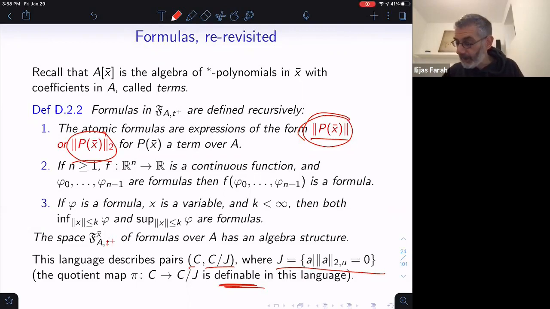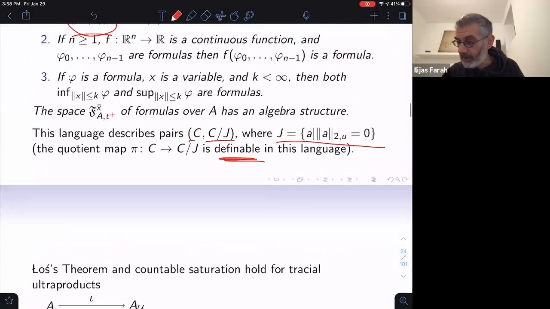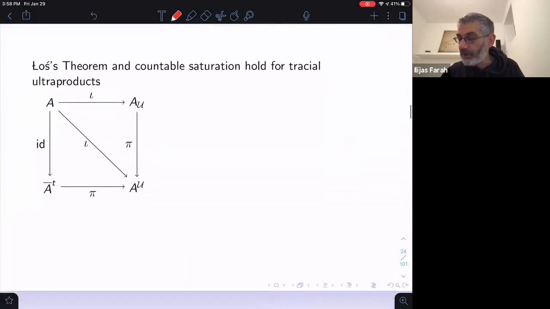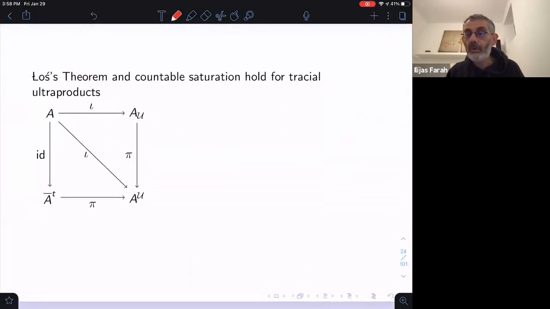All right. So what do we do with this? Well, again, Łoś's theorem and countable saturation hold without any modification. Proofs are the same, just induction on complexity. For Łoś's theorem, you use induction on complexity. For countable saturation, you take these partial realizations of your type and then use Łoś's theorem to chop them up and splice them together into a realization of your type.